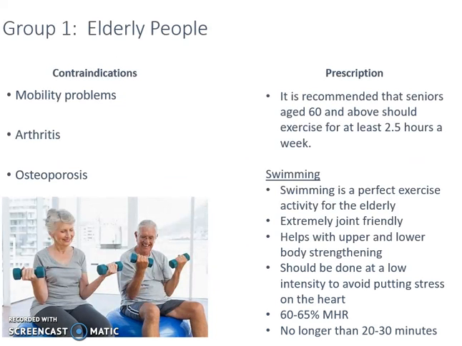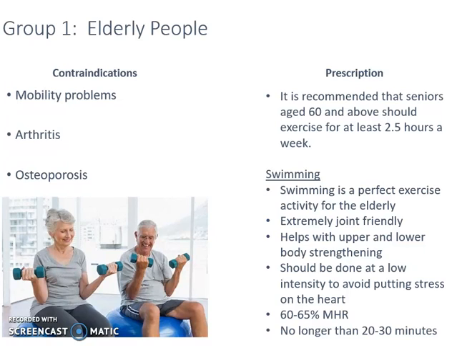So the first group that I'm going to look at for exercise prescription is elderly people. Some contraindications that elderly people may have are mobility problems. It's probably safe to say that a lot of elderly people have mobility problems just as you get older, and also arthritis and osteoporosis. Osteoporosis is obviously the weakening of the bones.